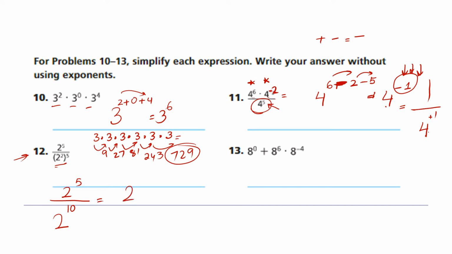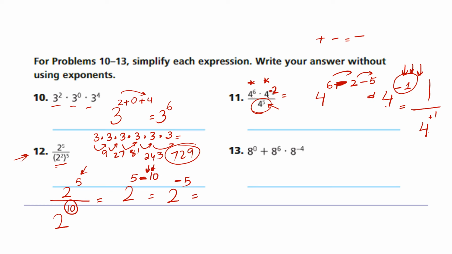Now use the quotient property. It means write the top one as it is and then minus this 10. Why? Because we change the sign of the power. Now 5 minus 10. You know 10 minus 5 is 5. But 10 is a bigger number, so it has a negative sign. So you put the negative.